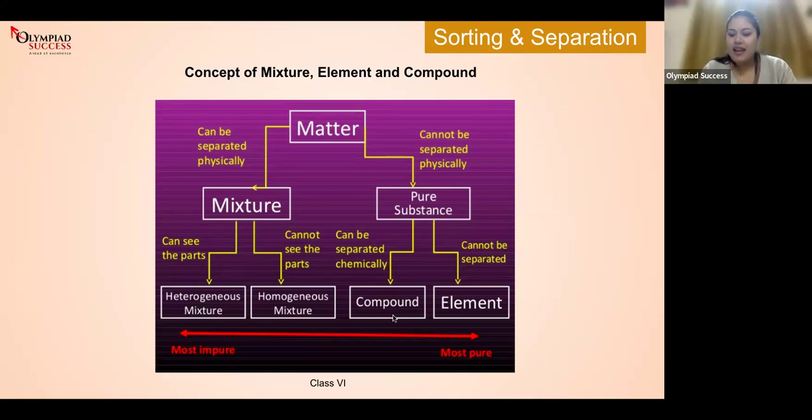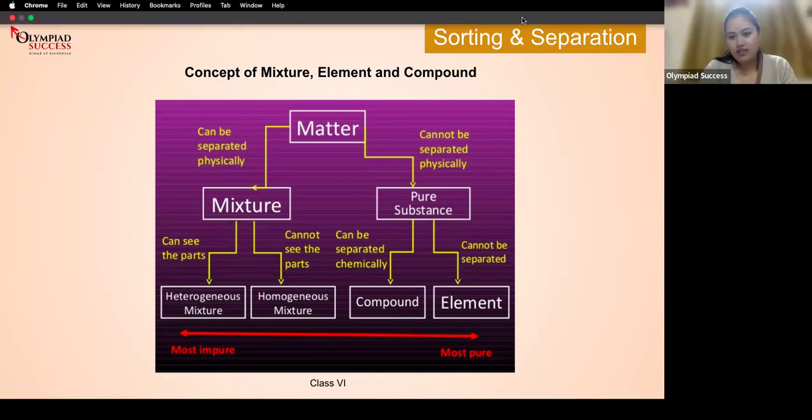So elements are the basic structure of any atom. When two or more elements combine together, they give you a compound. Both elements and compounds cannot be separated out physically. Elements cannot be broken down further into simpler units. Compounds, on the other hand, can be broken down into elements, but only chemically, not physically.